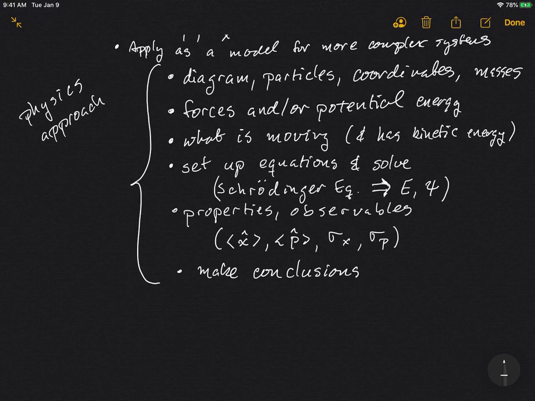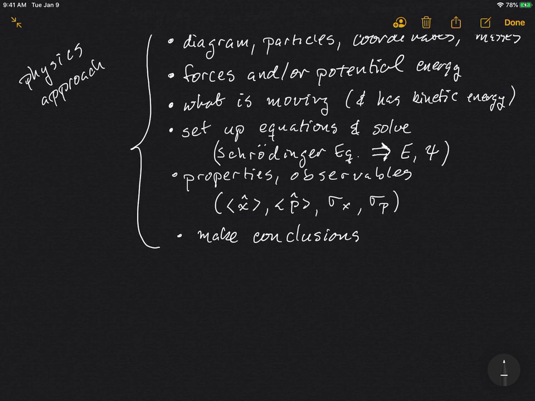So we'll have to take into account kinetic energy in our system, because then once we have kinetic energy and potential energy, we set up our equations. In this case, we set up the Schrodinger equation, which has kinetic energy and potential energy terms. But then we solve that equation to get energy levels and wave functions.